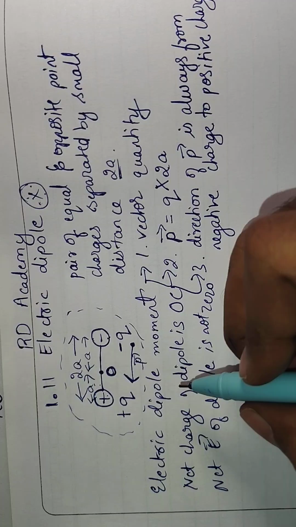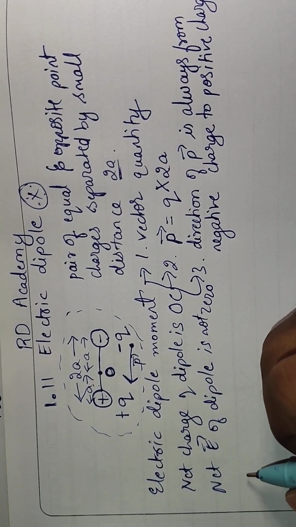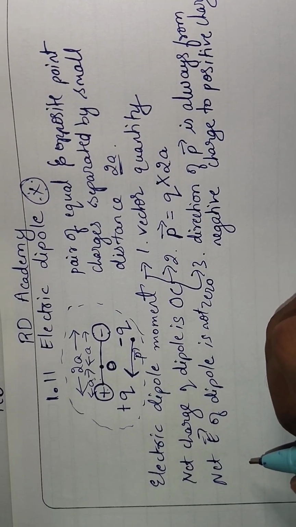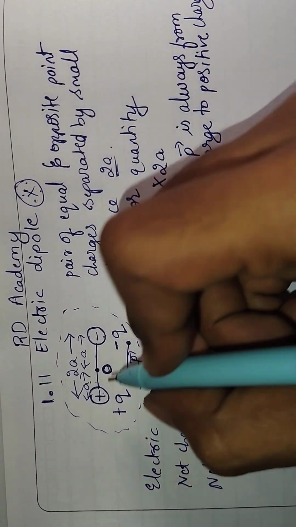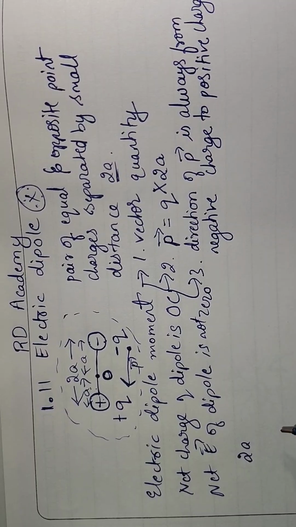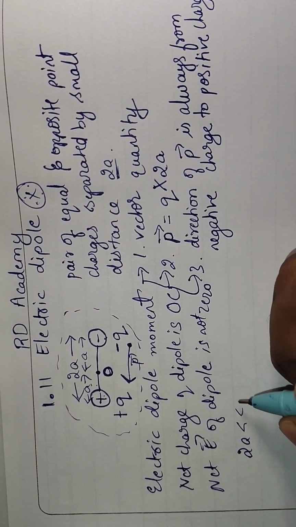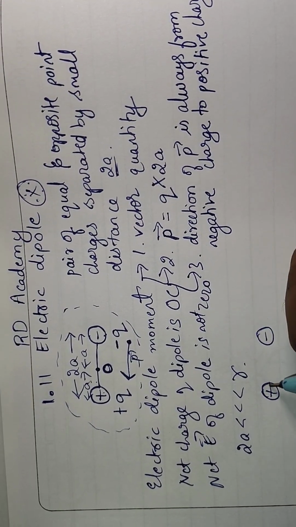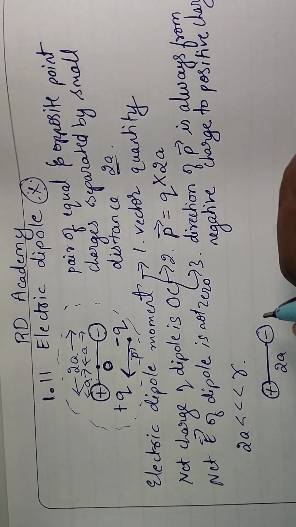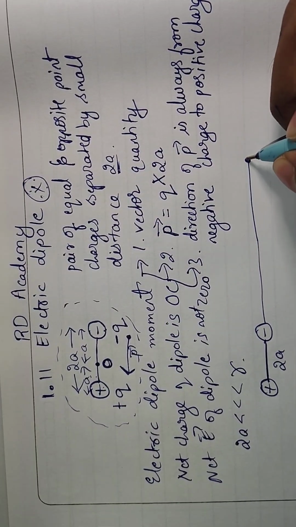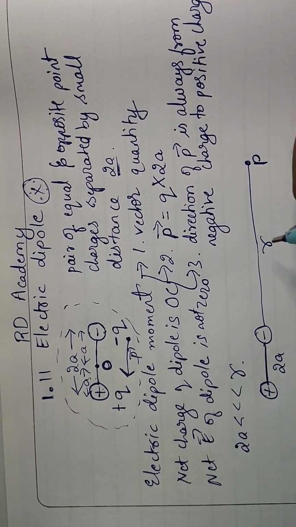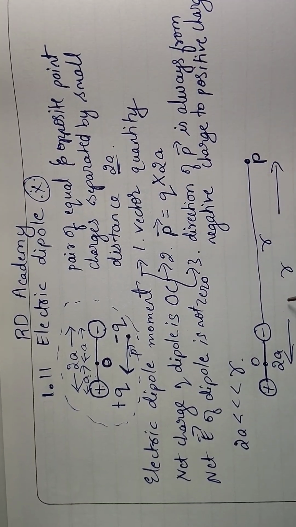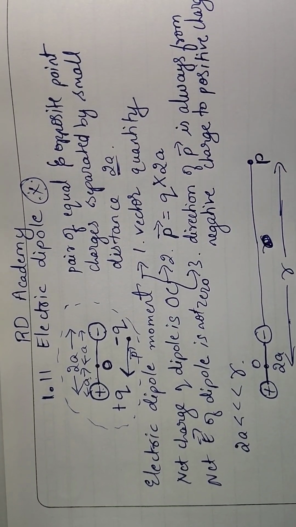Okay, now what happens at distances very much larger than the dipole separation, that is 2a, the distance between the charges? If you consider distances far away from this distance 2a, like if you have a positive charge and a negative charge, now this distance is 2a. Now if you were to find the electric field at this particular point P, this point is at a distance r from the center of the dipole.